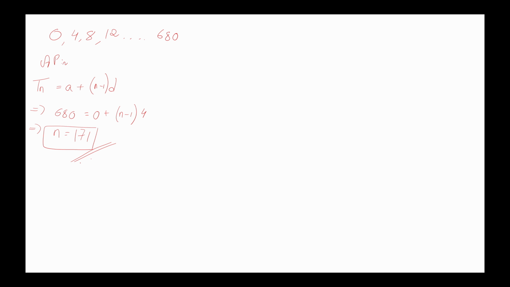So let us count how many terms there are. Here we have an AP which goes up till 680. How did we write the nth term of an AP? It is a plus n minus 1 d. What is our nth term here? 680 equals 0 plus n minus 1 into 4. And from here, what do we get our n value to be? 171. So this becomes our answer.